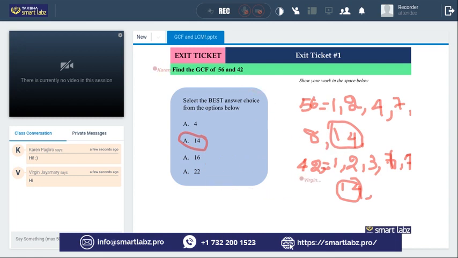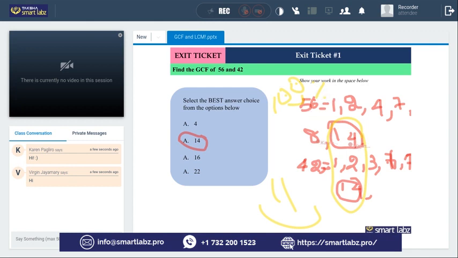Very, very good. 62 doesn't go with 16 or 22. No, that's 32, not 42. And 22 doesn't go with 20. That doesn't go with that either. So 14 is definitely the correct answer. Awesome. You got 100% on the exit ticket, and you have another exit ticket to complete, and then we will be done.